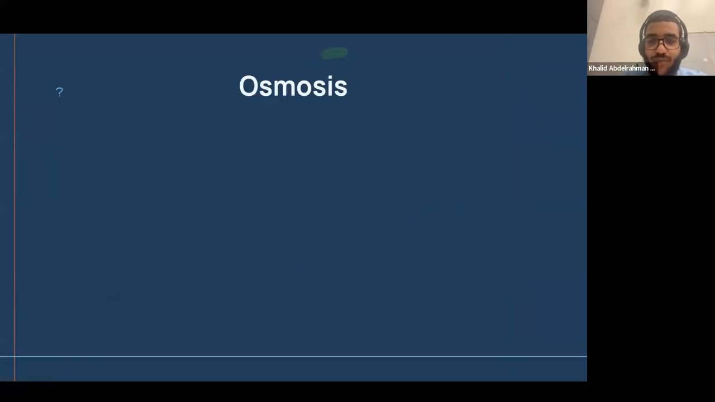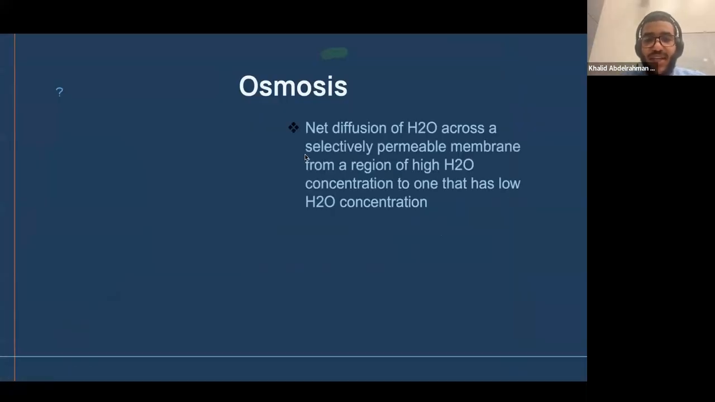Osmosis is the net diffusion of water across a selectively permeable membrane from a region of high water concentration to one that has low water concentration. Okay, so I'll repeat, it's the diffusion of water across a permeable membrane from a region of high water concentration to one that has low water concentration.